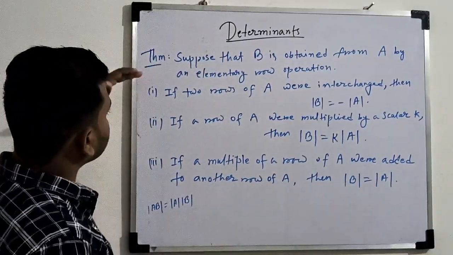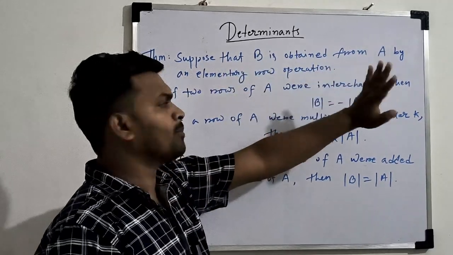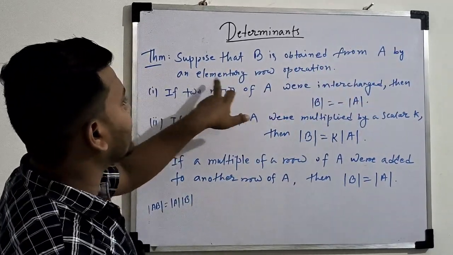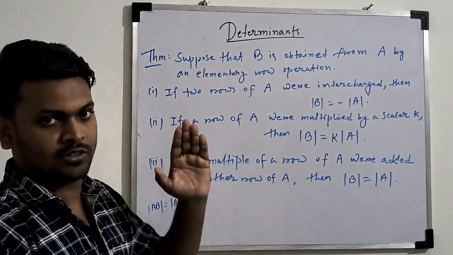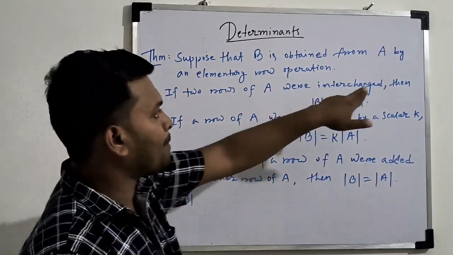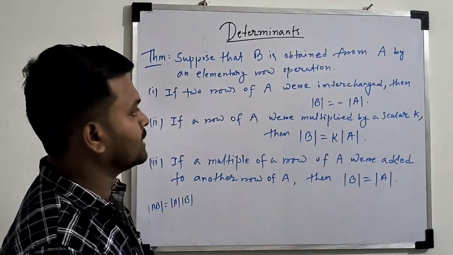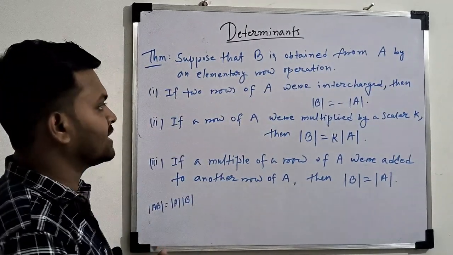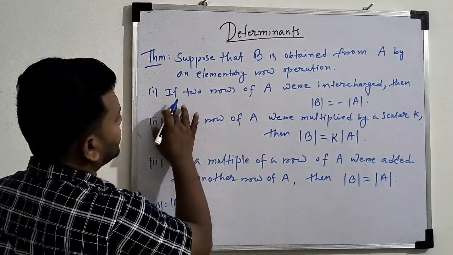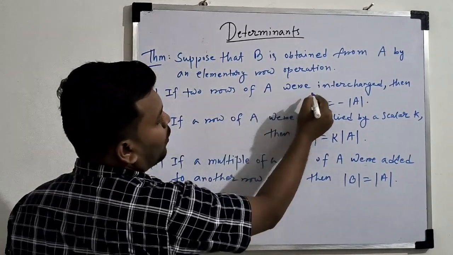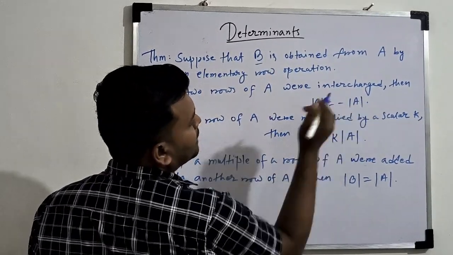Now we will discuss one theorem. Suppose that B is obtained from matrix A by an elementary row operation. We have discussed 3-4 row operations. One of them is applied on A to convert this matrix into B. Now we find the relation between the determinants of these two matrices. First, if two rows of A were interchanged, then the determinant of B is minus the determinant of A.